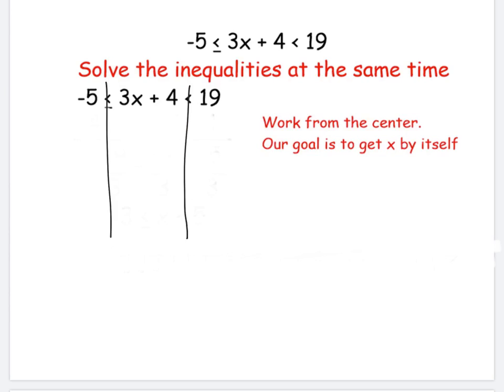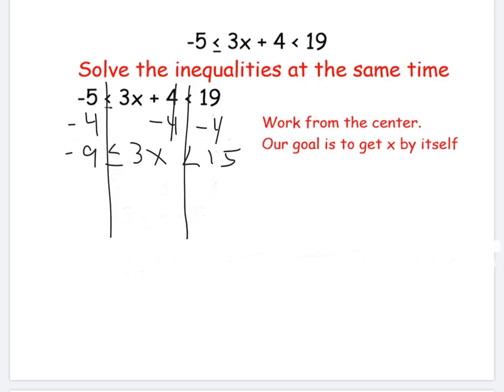So I need to work on isolating the variable, isolating the x. So the furthest thing that's on the same side from it is the 4. So it's plus 4. So on all 3 sides, I want to subtract 4. So over here, negative 5 minus 4 is negative 9. I have my inequality symbol is less than or equal to. I didn't do anything with the 3x, so it's still there. 4 minus 4 is 0, so they cancel each other out. Then I have my less than symbol, and then 19 minus 4 is 15.